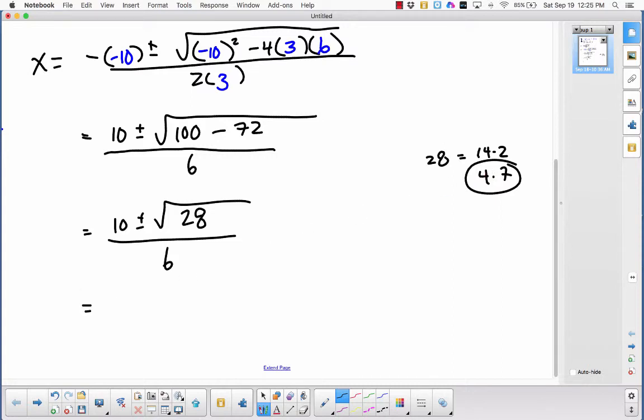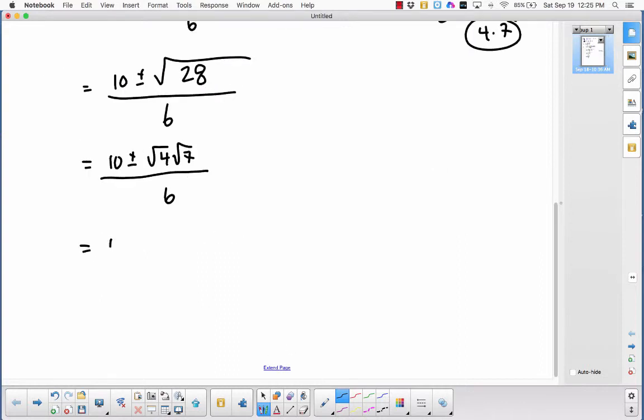So I can rewrite this as 10 plus or minus the square root of 4 times the square root of 7 all over 6. Or 10 plus or minus the square root of 4 is 2, root 7 over 6. Now all of these terms here are divisible by 2. Another way you could do that, if that doesn't sort of make sense, is you could factor something out of both of these. So 2 can be factored out of each of those. So that'd be 5 plus or minus root 7.